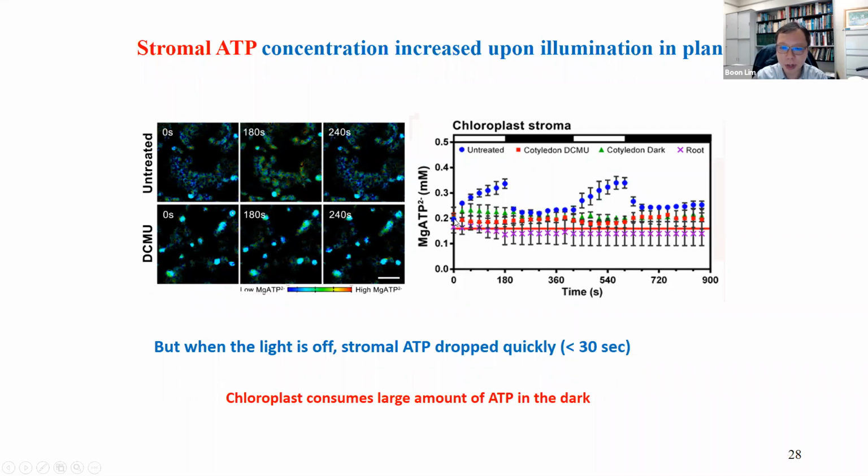We can see that when we illuminate it, the ATP in the chloroplast increases, but when we turn off the light, the ATP concentration drops very quickly. And then when we turn on the light again, it increases again, but when we turn off the light, it drops very quickly. So that means that chloroplasts consume a large amount of ATP in the dark.